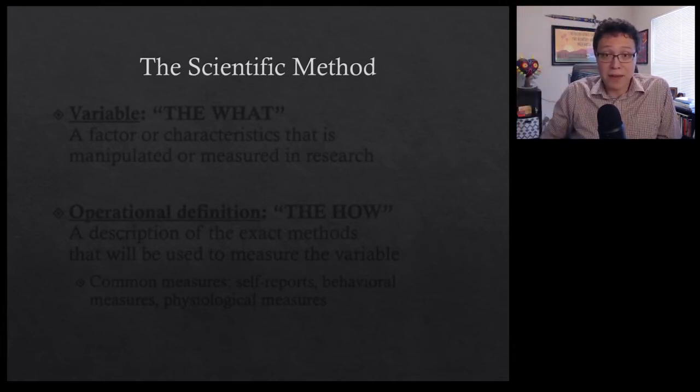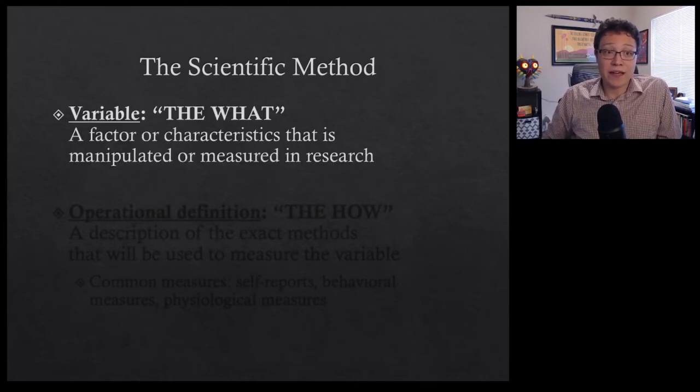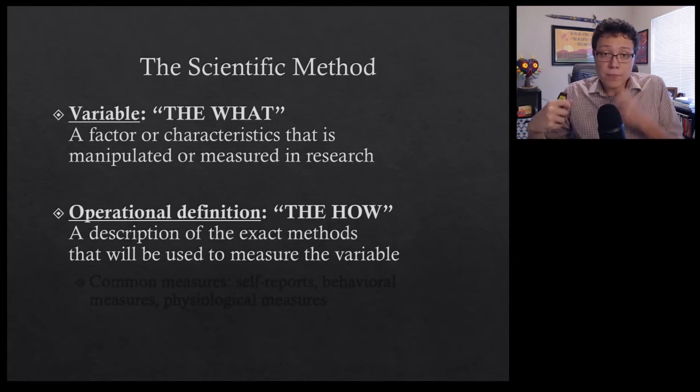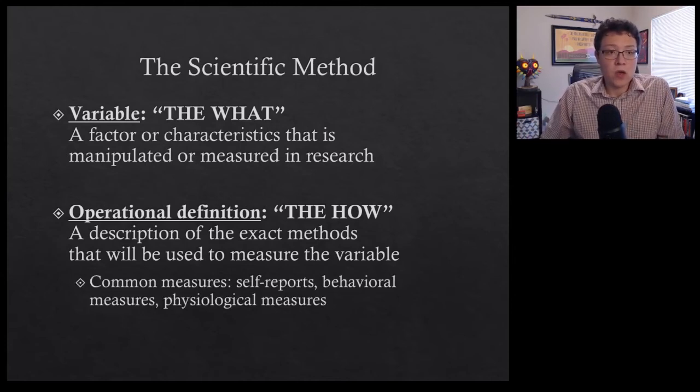Hopefully this is a pretty familiar thing, but let's talk about some basic concepts in the scientific method, including variables, which are factors or characteristics that are manipulated or measured in research, and operational definitions. So while variables are the what, so what are we measuring, what are we doing, the operational definitions are the how. How are we measuring? How are we doing this? So this is a description of the exact methods that will be used to measure a variable.